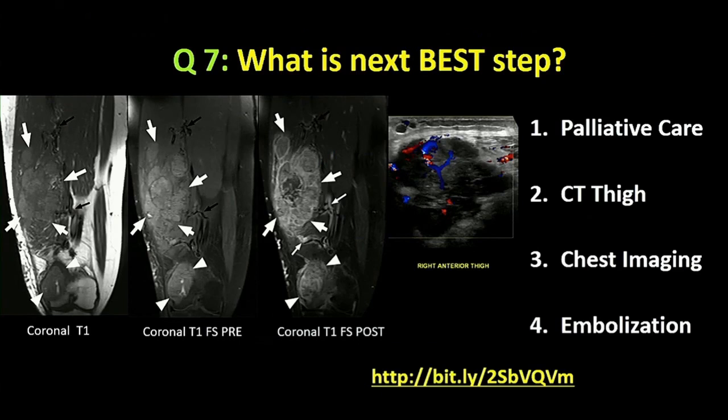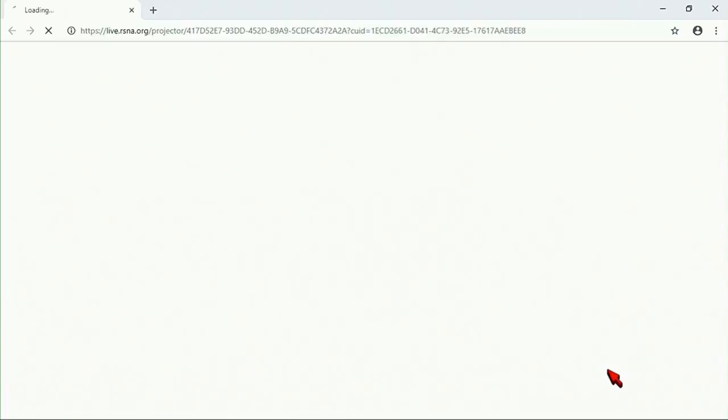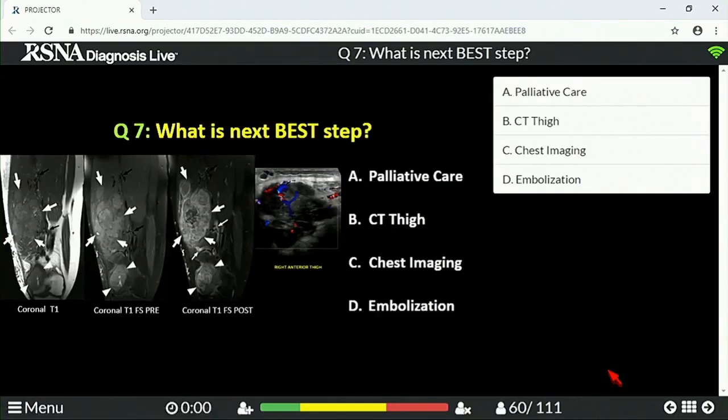Our question is, what is the next best step? Remember, this is a young patient, fast-growing, painless mass. It's very vascular. So let's go to our question. I'll let you answer those. So A, palliative care. B, CT thigh. C, chest imaging. And D, embolization.